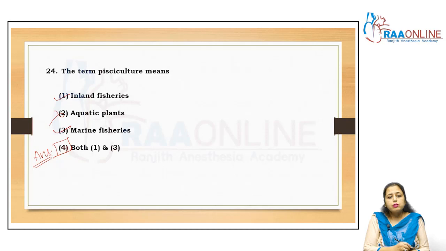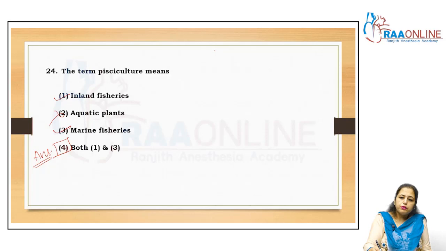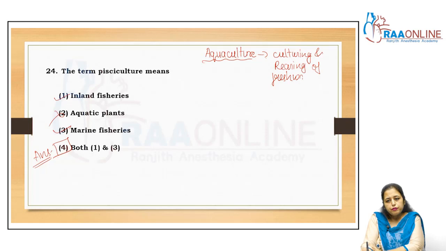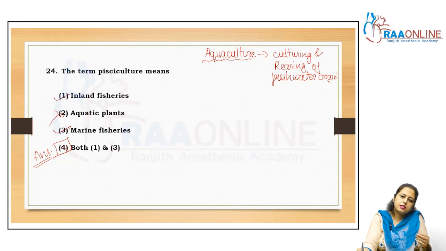And in that, we know there are some branches. The first one is aquaculture, right? That is the branch of science in which we deal with the culturing and rearing of freshwater organisms, like the fishes and the prawn. When we talk about pisciculture, pisciculture is culturing of selected types of fishes under controlled conditions of breeding. That is called pisciculture, right?